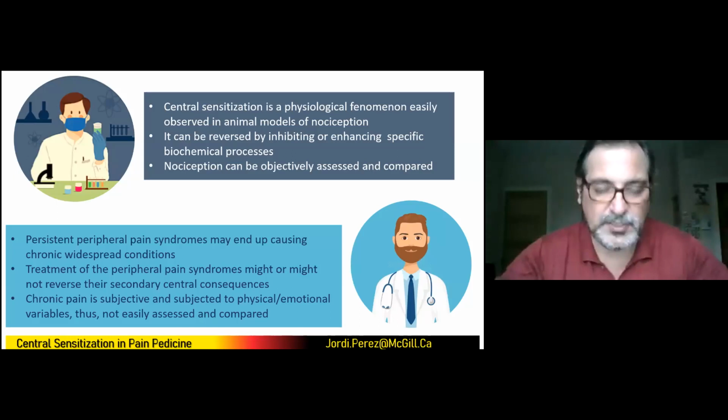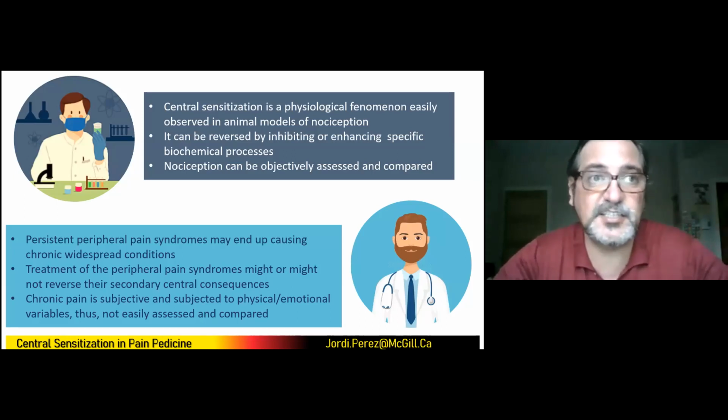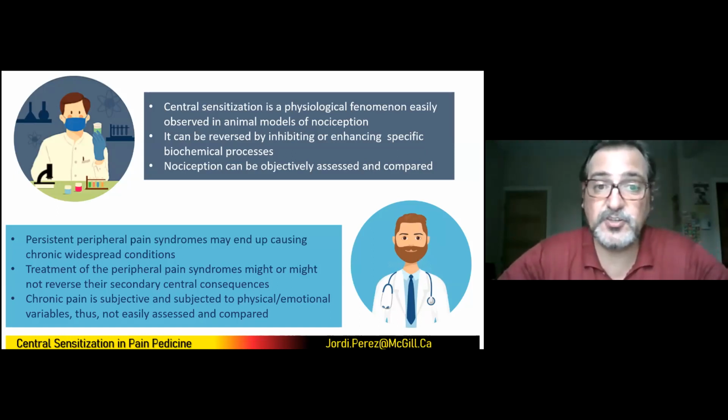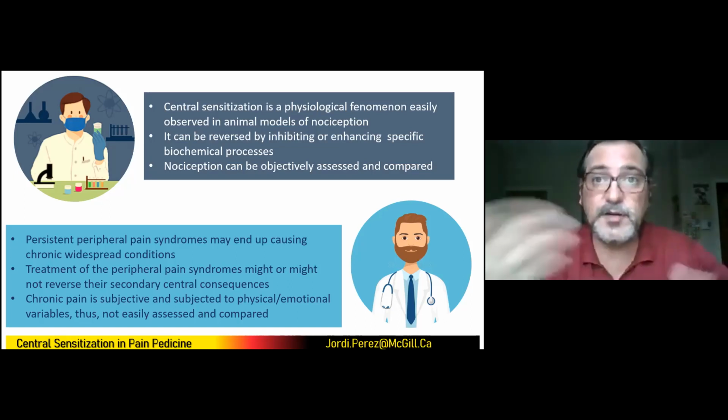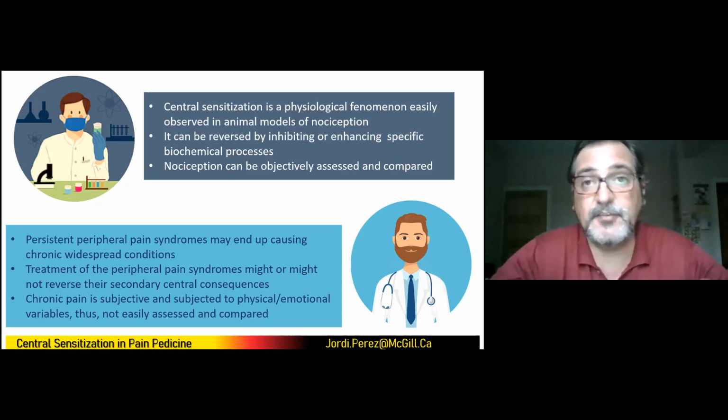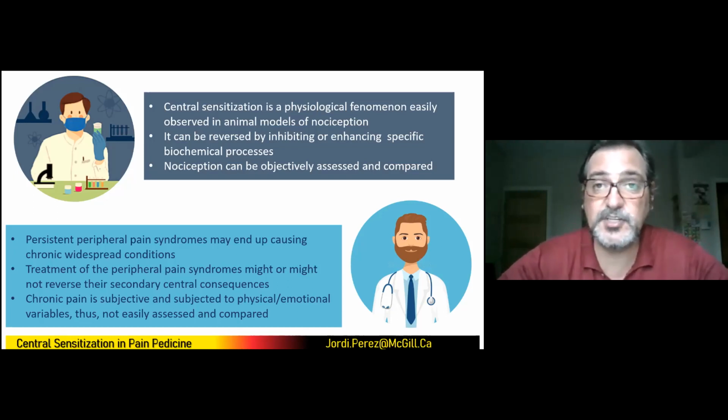Some final thoughts about this. When you're a researcher, central sensitization is clear, evident, and easy to make objective. It's a physiological phenomenon that can be observed in animal models of nociception. It can be reversed by reversing the pathological changes that you have observed. And the greatest advantage is that when you do basic research, nociception and not pain can be objectively assessed and compared between before and after or between different models.